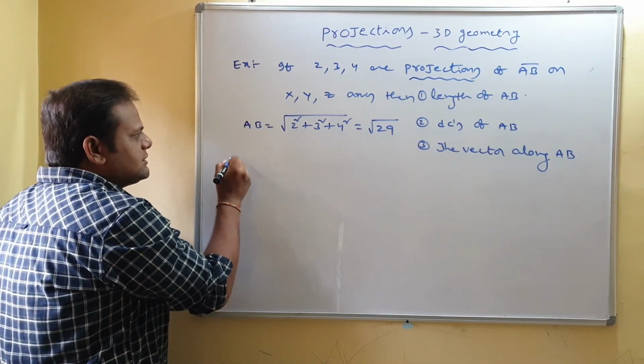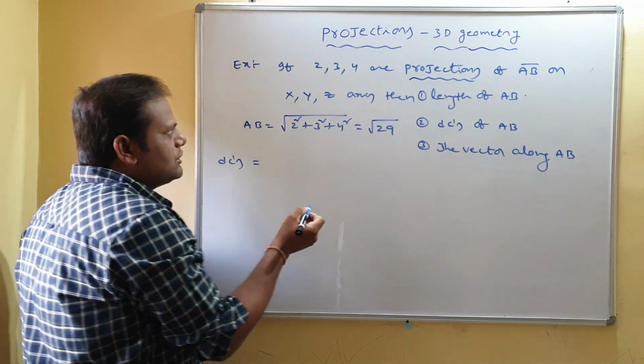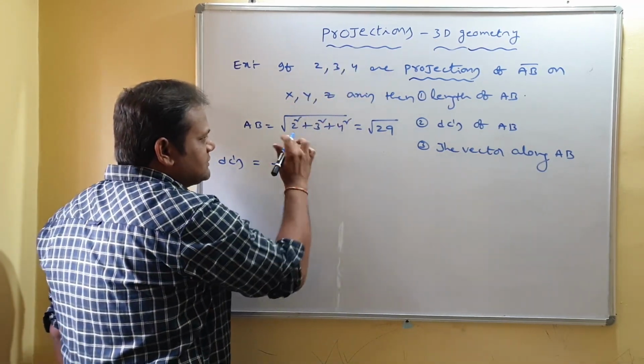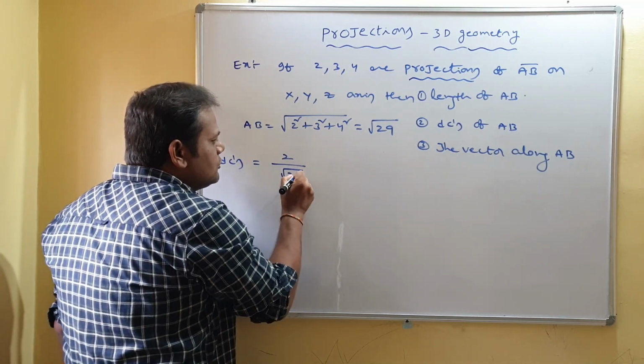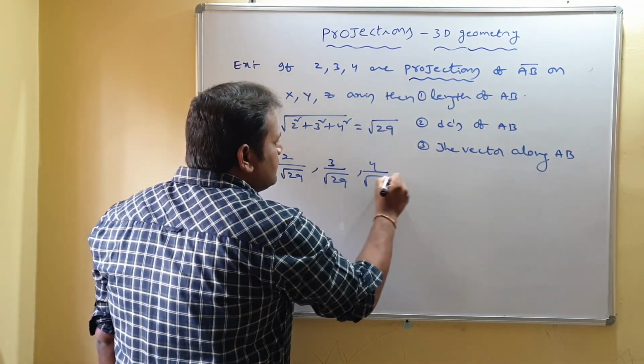And next they are asking for the DCs. So you know that DCs, 2 by, we divide with root a square plus b square plus c square, that is root 29. So 2 by root 29, 3 by root 29 and 4 by root 29.